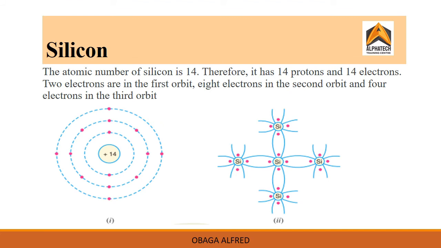Bonding in silicon is the same as bonding in germanium. The atomic number of silicon is 14, therefore it has 14 protons and 14 electrons, whereby the innermost energy level has 2 electrons, the second has 8 electrons, and the third has 4 electrons. Therefore, the atom of silicon has 4 valence electrons, which are used for bonding.